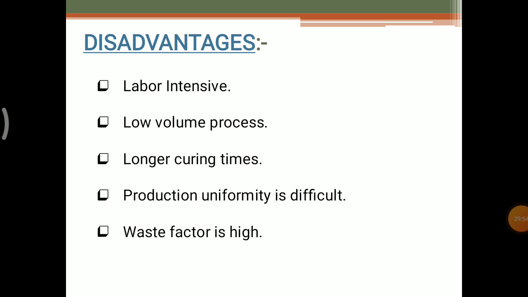Next one is the disadvantages. The first one is that it is labor intensive. We have already discussed labor intensity in the hand layup method also. A high number of laborers are used for different types of open molds. So this is a labor intensive process. Next, it is a low volume process. A low volume of liquid or resin is used in this product. So for producing a product, we are using low volume resins.